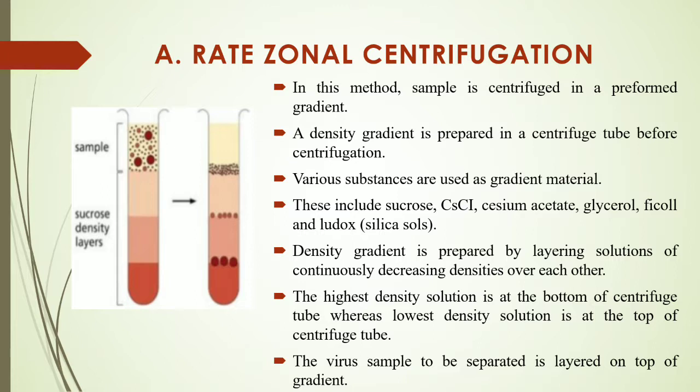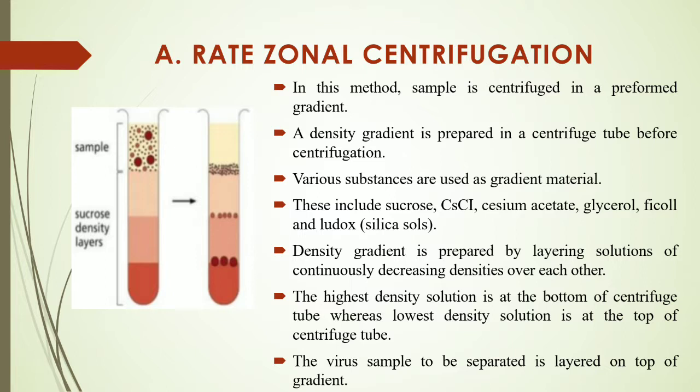Rate zonal centrifugation. In this method, sample is centrifuged in a preformed gradient. A density gradient is prepared in a centrifuge tube before centrifugation. Various substances are used as a gradient material. These include sucrose, cesium chloride, cesium acetate, glycerol, ficoll and ludox.